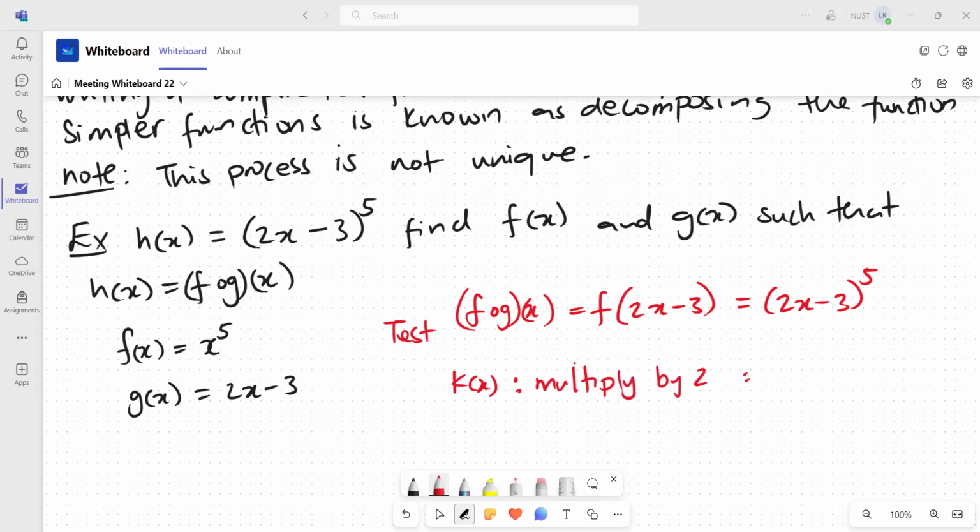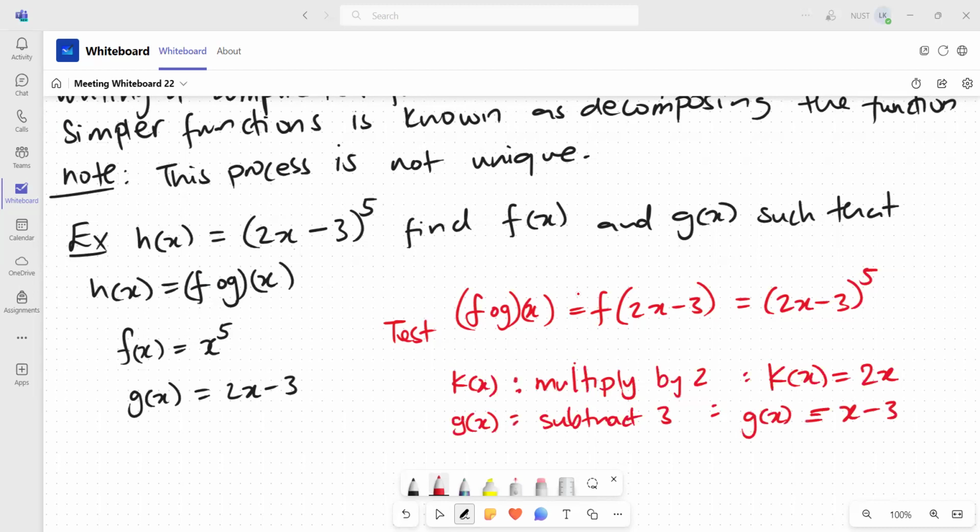So this will write k of x is equal to 2x. And then after it's multiplied by 2, what happens? We subtract 3. So we can say g of x, the next step, we subtract 3. So this means g of x is equal to x minus 3. So here, your input is always x.